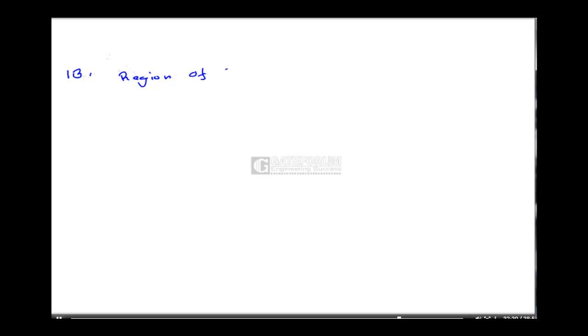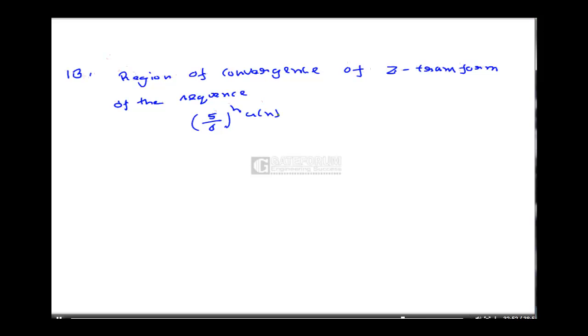Find the region of convergence of Z transform of the sequence (5/6)^n u[n] minus (6/5)^n u[-n-1]. Okay, so we can solve this problem in parts.